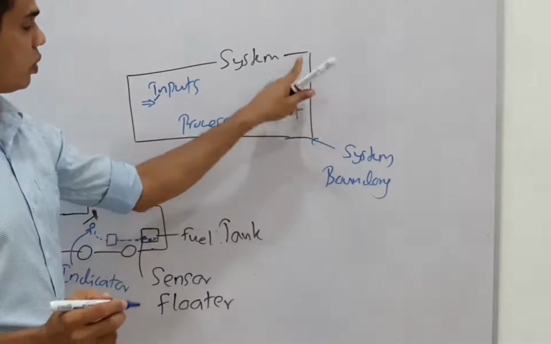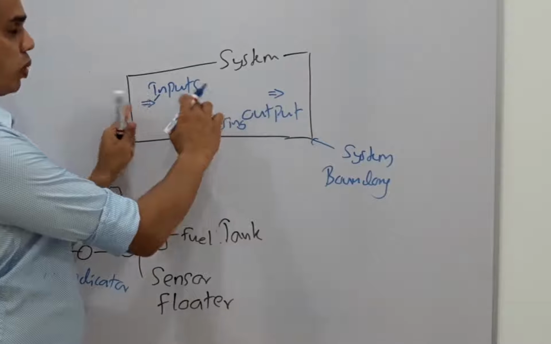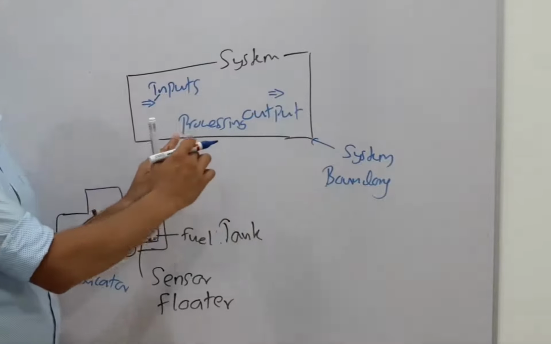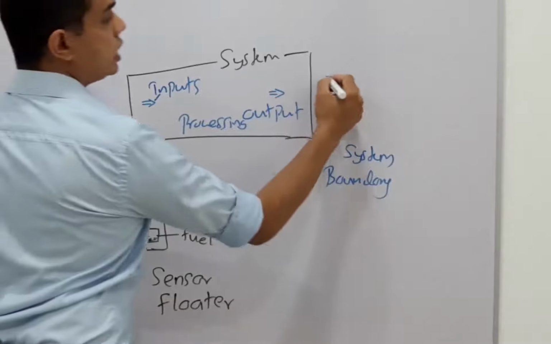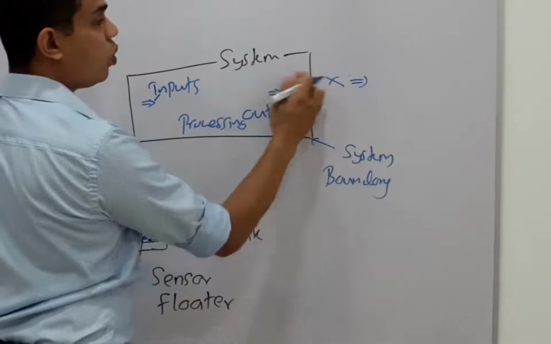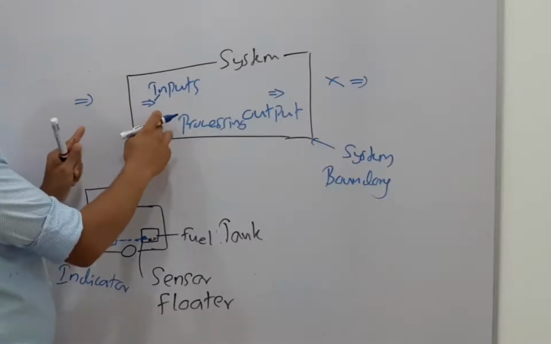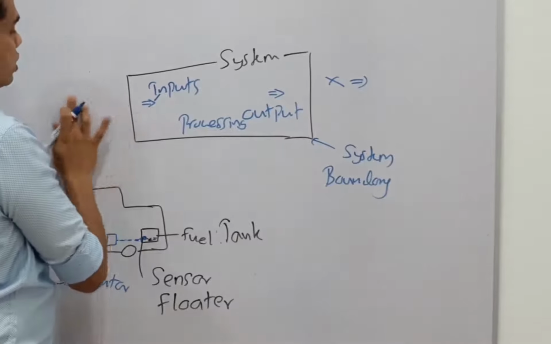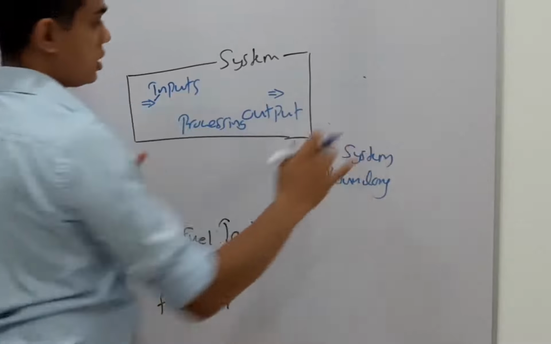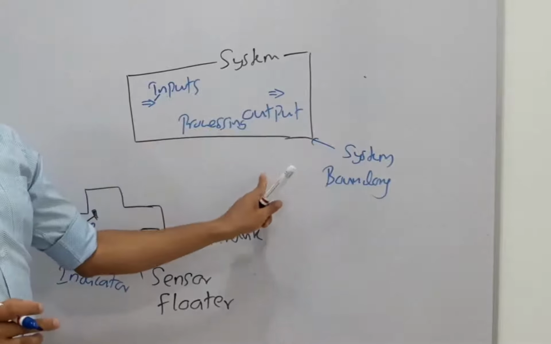Here we have the system boundary. All the inputs, outputs, and processing are going within the system itself. They are not interacting with the surroundings. No outputs are going to the surroundings, and no inputs are coming from the surroundings. So they are completely isolated systems. They don't go beyond the system boundary.